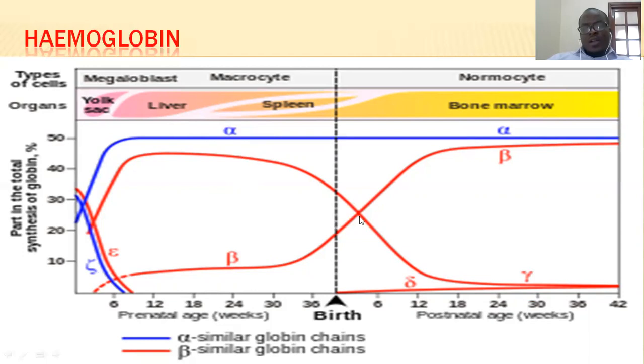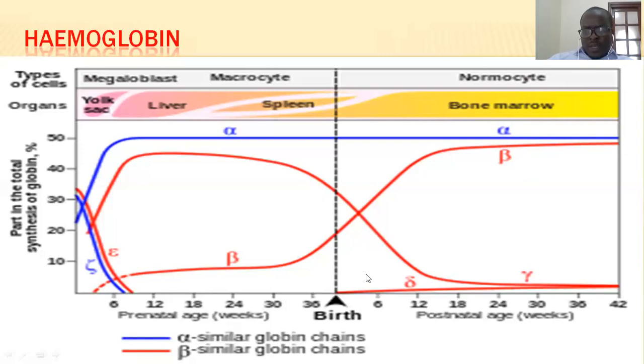Then as you are almost approaching birth, after birth, there's a swap in terms of these polypeptide chains. So like I said, in adult hemoglobin, the dominant one is two alpha, two beta chains. Why? It's because after birth, there is a lot of methylation of the gamma polypeptide chain. After the methylation reaction of the gamma polypeptide chain, it will be converted into the beta chain. So hence, you have an increase in the beta chain. So the adult hemoglobin will have 2 alpha, 2 beta.